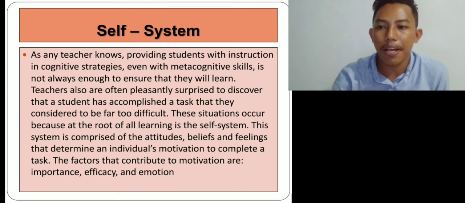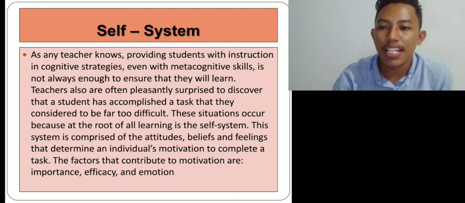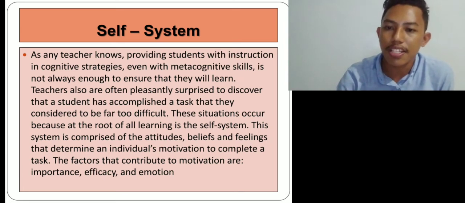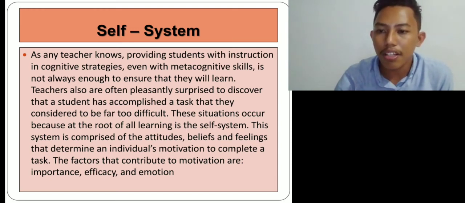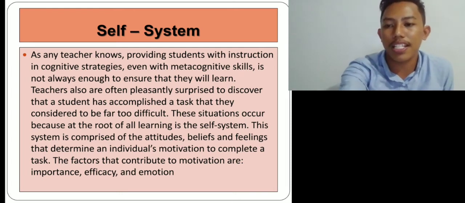Next is the self system. As any teacher knows, providing students with instruction in cognitive strategies, even with metacognitive skill, is not always enough to ensure that they will learn. Teachers also are often pleasantly surprised to discover that a student has accomplished a task that they considered to be far too difficult. These situations occur because at the root of all learning is the self system. This system is comprised of the attitudes, beliefs, and feelings that determine an individual's motivation to complete a task. The factors that contribute to motivation are importance, efficacy, and emotion.